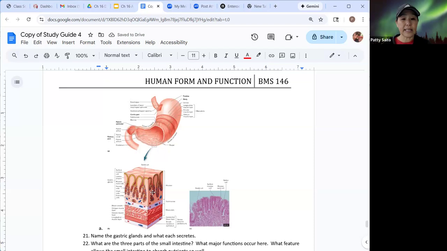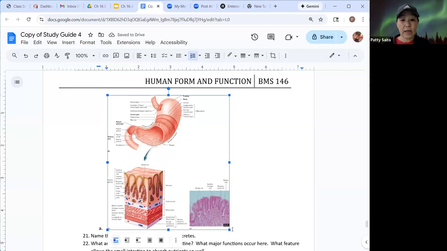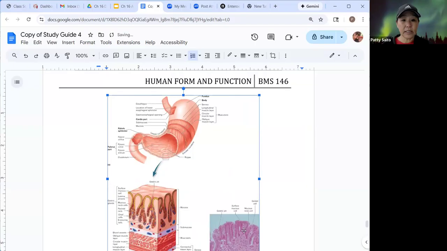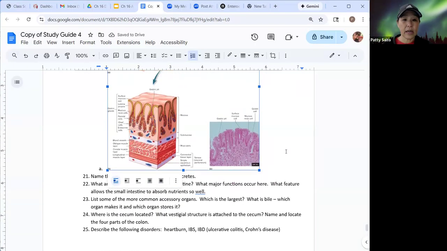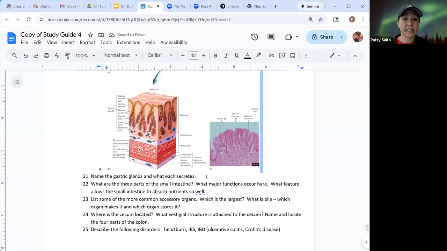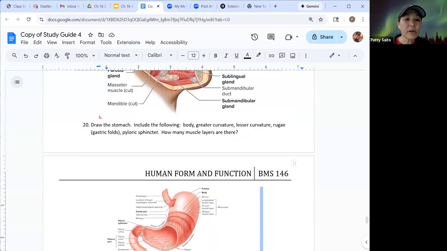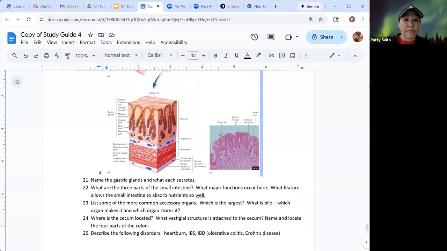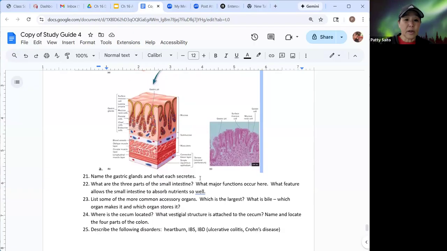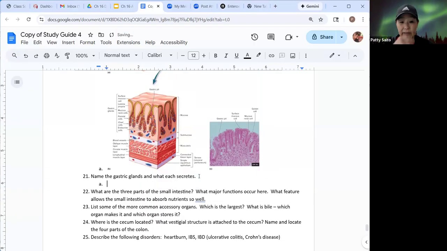Okay, so this is looking at the stomach wall, and we'll notice a couple things here, which leads us into the next part. Well, let's see, did we answer all the questions? Body, greater curvature, lesser curvature, rugae, pyloric sphincter. How many muscle layers are there? There are 3, right? The circular, longitudinal, and oblique. All right. Let's go now to the lining of the stomach.